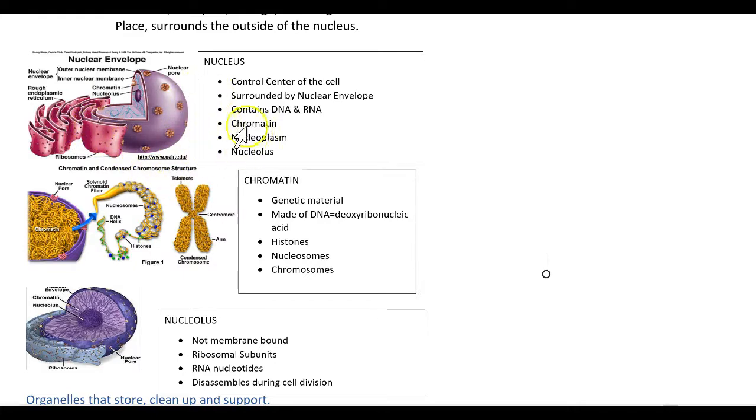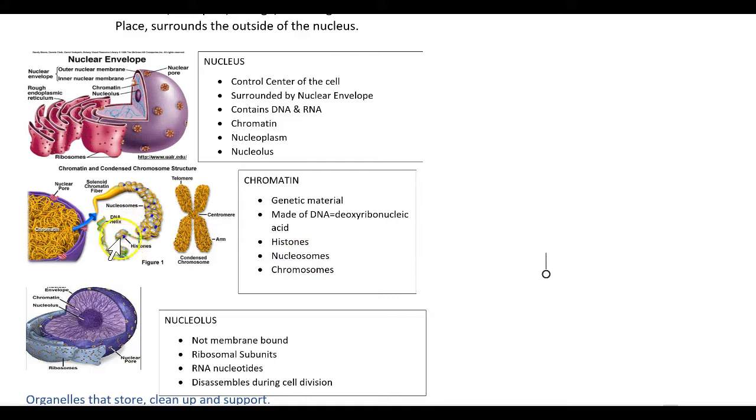So let's focus on this chromatin. The chromatin is the genetic material that is made up of this chemical molecule of DNA, deoxyribonucleic acid. And this DNA, there's like 6 feet of it in one nucleus, is wrapped around special proteins that are called histones. And when they wrap around the histones, they form a structure called the nucleosomes.